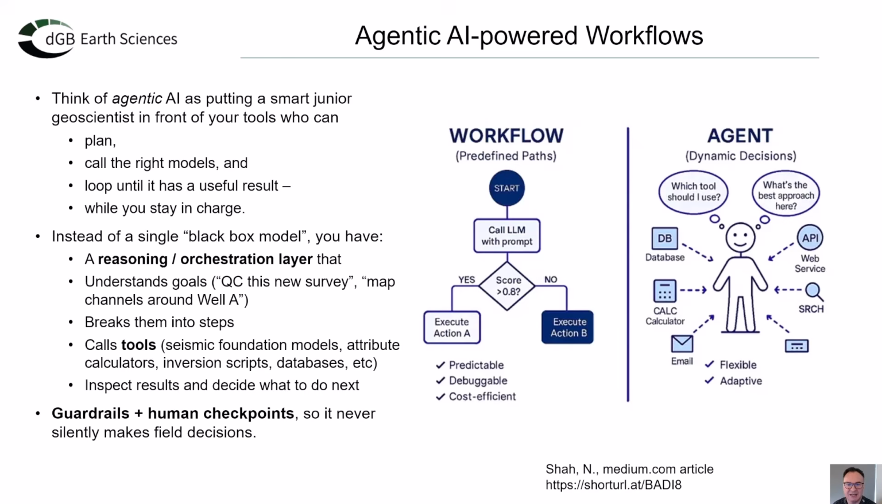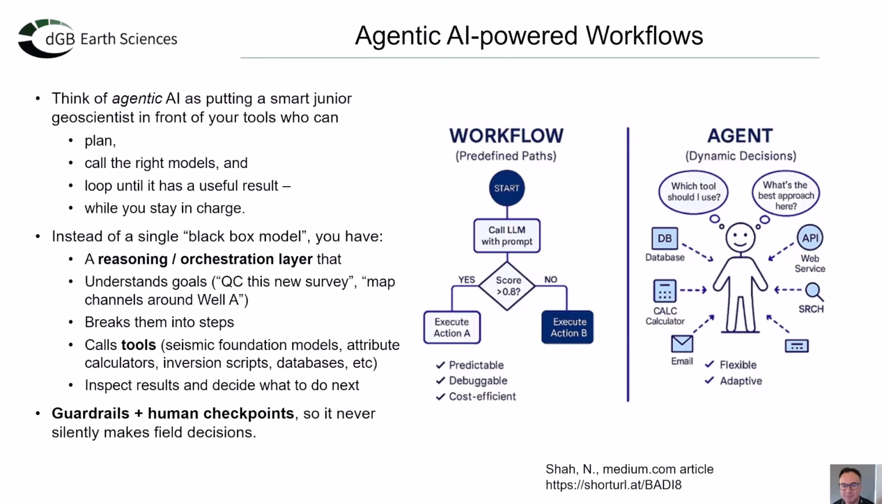Moving on to agentic AI-powered workflows. And this is simply, we're now using machine learning models, as I mentioned before, as co-pilots or as smart junior geoscientists that can help us do our workflows. And they can help us plan, call up the right models, loop until we have a useful result while we stay in charge. That's the idea.